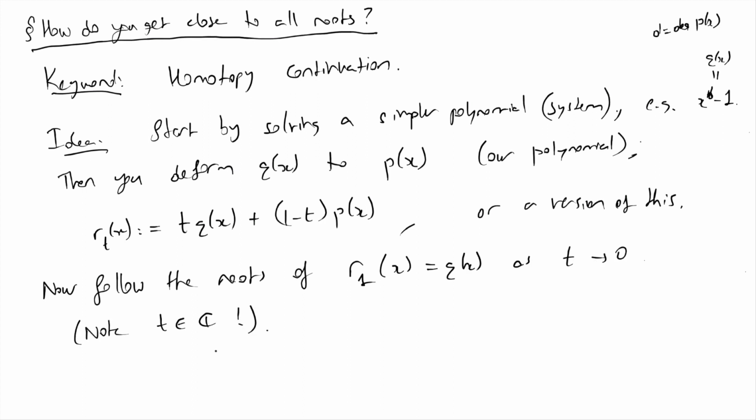Okay, so t here is a complex variable. It's important that it's complex because there will be some values of t where this thing will break. So you want to move around these bad values of t, but you can. This complex plane will not be disconnected if you insist on having, let's say, d disjoint roots. And here the heavy work is done by this word: how do we follow the roots?